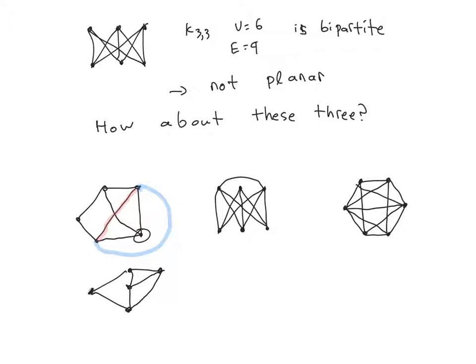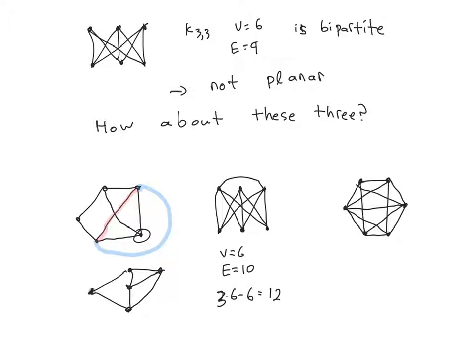What about the next graph over? Well, if we count the number of vertices, the number of vertices is 6. The number of edges is 10. So it doesn't violate our bound. And so we can't conclude that it's not planar. We see that 3 times the number of vertices minus 6 is 12, and so we don't get a problem here.